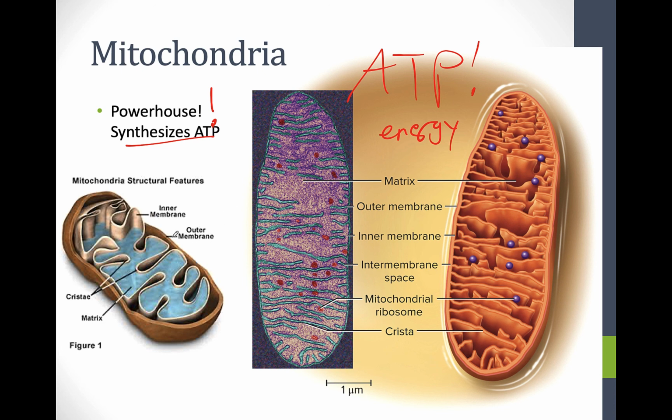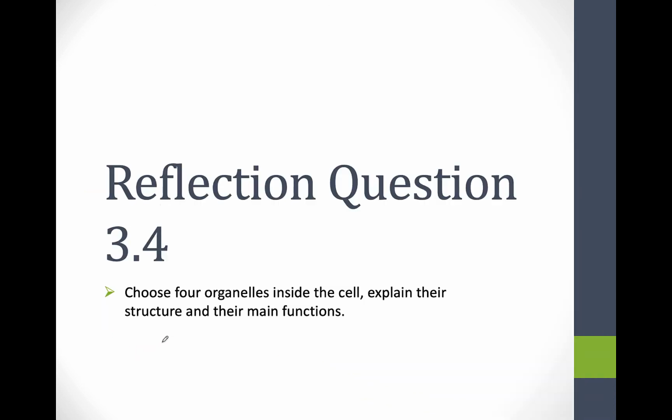The mitochondria has two cell layers, this outer membrane and an inner membrane. There's a space between the membranes called the intermembrane space, right there. And then the space inside is called the matrix. So take a moment and reflect on these organelles. Pick 4 and describe them and explain their functions.